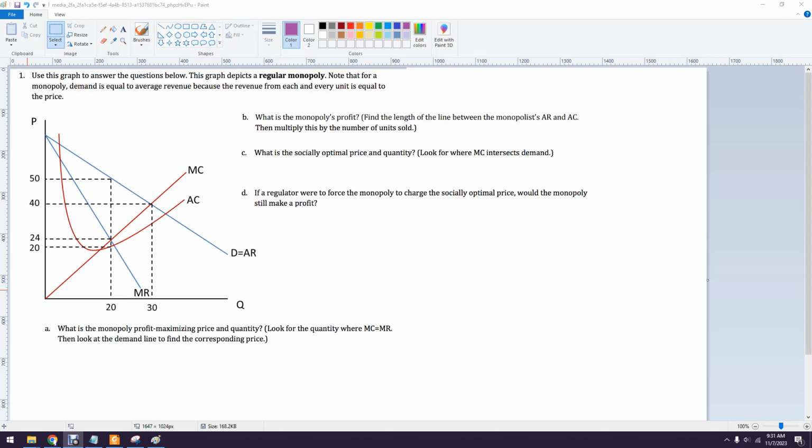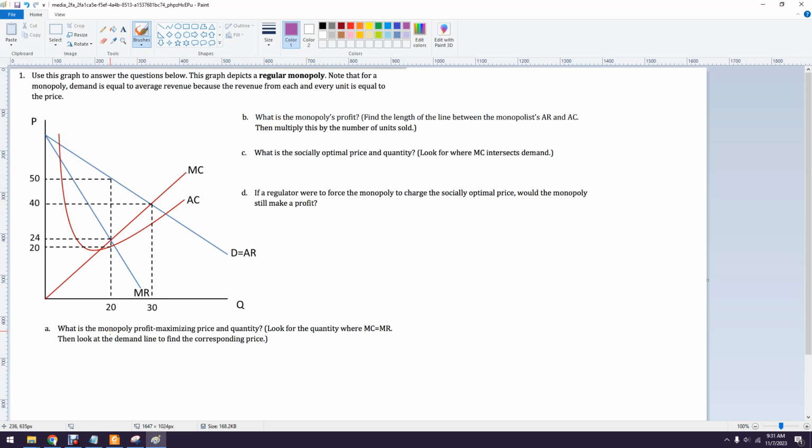In this video, we're going to do a regular monopoly, is what they're calling this. It's to differentiate between a natural monopoly and just a monopoly like this. We know it's a monopoly because demand is out here, marginal revenue is on the inside, and so we're just going to answer some questions.